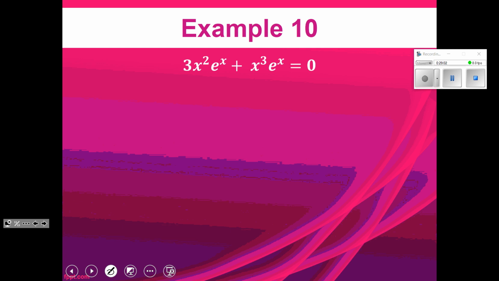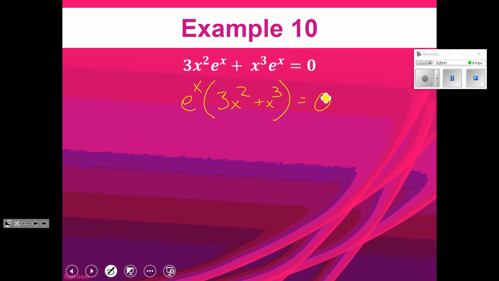So what do you think we should do here? Nothing? Let's take out a GCF. Now, if I were you, we want to isolate what? The e. Always isolate the e to the x first. So I'm going to take out the e to the x just by himself first. Does that make sense? So e to the x, and what would I be left with? 3x squared plus x cubed, okay, equals 0.